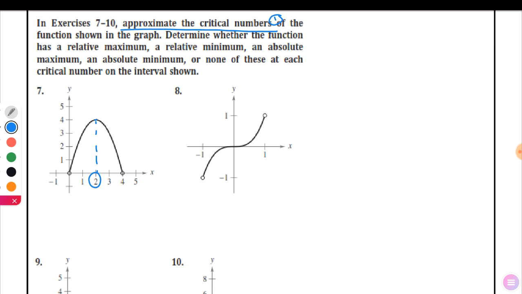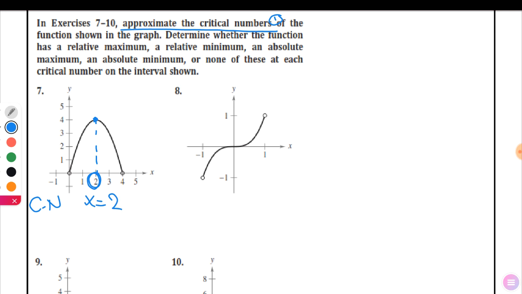Any extrema occur at a critical number, but not at each critical number do we have an extrema. Here, we have a critical number at this extrema. So what is the critical number in this case? X equals 2. That is the critical number. A critical number at the extrema, at a corner, at a horizontal tangent, at a sharp point. That is the critical number. Okay? But not at each critical number do we have extrema.